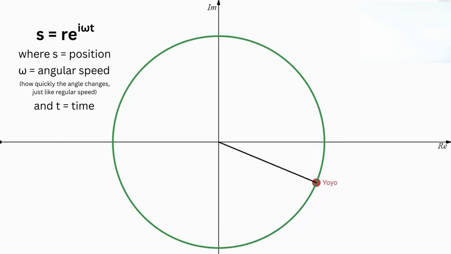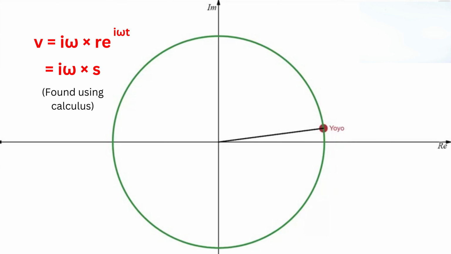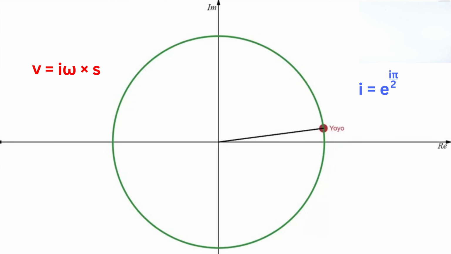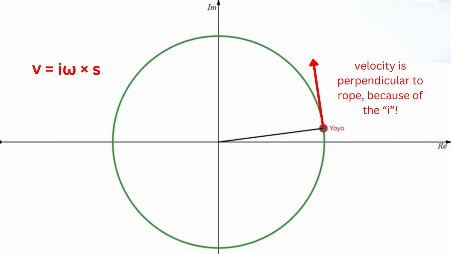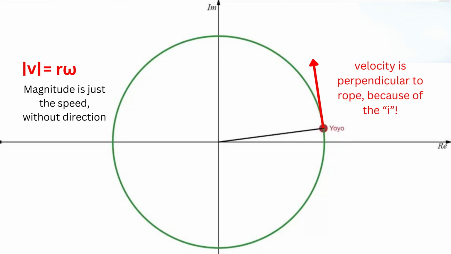Using calculus, we can find that the velocity is i omega times the position. This is important because the i, which can be written as e^(i pi/2), multiplying the position shows that the velocity is always perpendicular to the displacement from the origin. Finding the magnitude of velocity results in v equals omega times r, a formula that is useful to physicists.